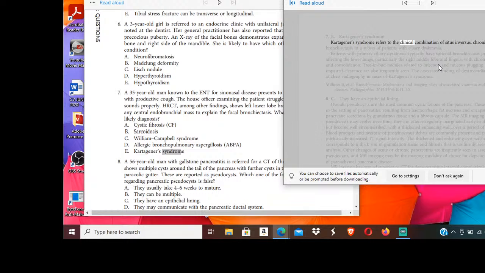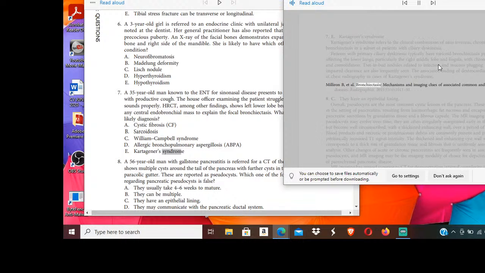Cardiogenital syndrome refers to the clinical combination of situs inversus, chronic sinusitis, and bronchiectasis in a subset of patients with ciliary dyskinesia. Patients with primary ciliary dyskinesia typically have varicoid bronchiectasis preferentially affecting the lower lungs, particularly the right middle lobe and lingula, with chronic volume loss and consolidation. Tree and bud nodules related to infection and mucus plugging secondary to impaired clearance are also frequently seen. The associated finding of dextrocardia can be seen at chest radiography in cases of cardiogenital syndrome.